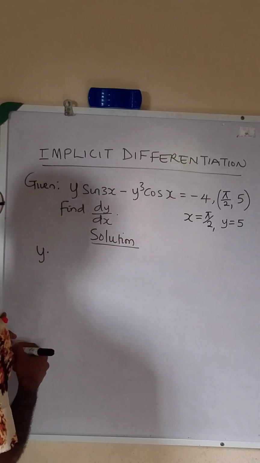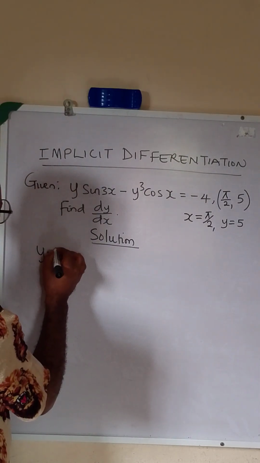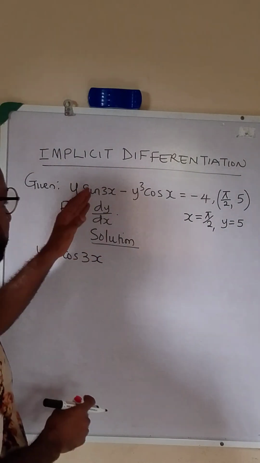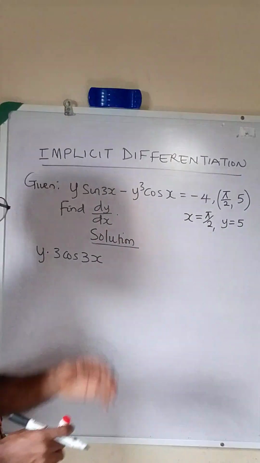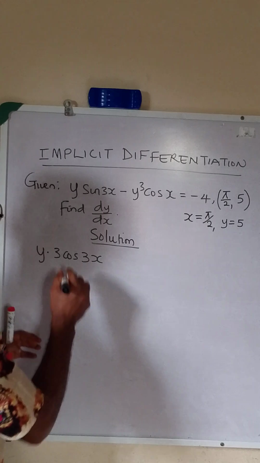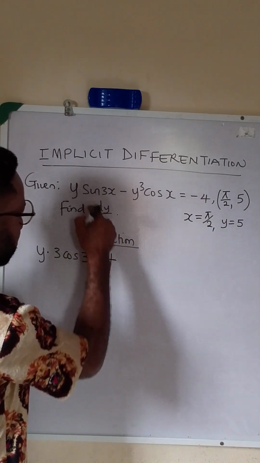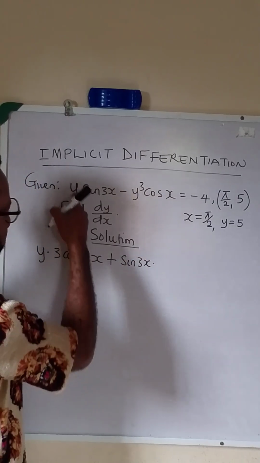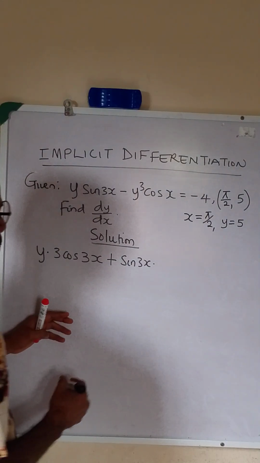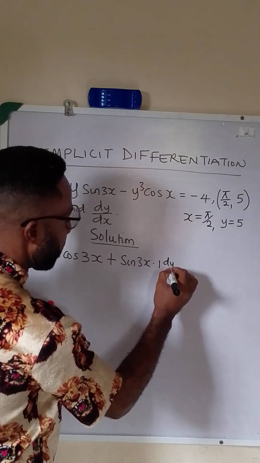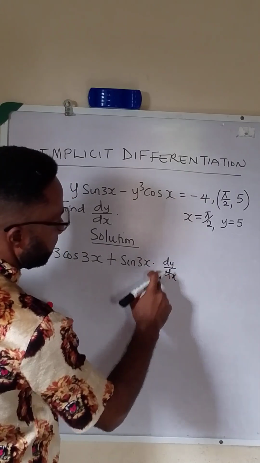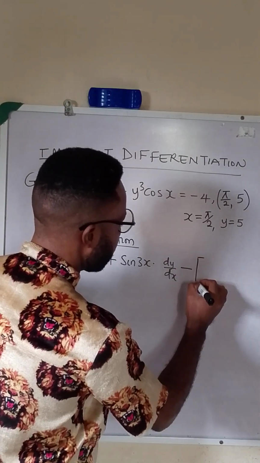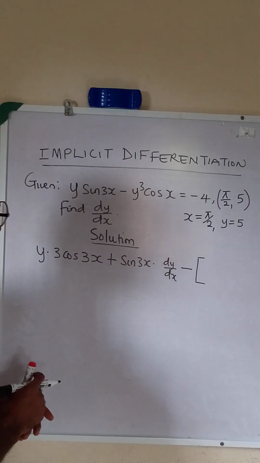If we differentiate sine 3x, we are going to have 3 cos 3x. I've done a video on how to differentiate trigonometric functions, so you can watch that video. Plus, it is now time for us to keep sine 3x constant and differentiate y. Note when you differentiate y, it will give us 1 dy dx, or simply dy dx. Minus, we have to put it in brackets because we are going to do a lot of things here.